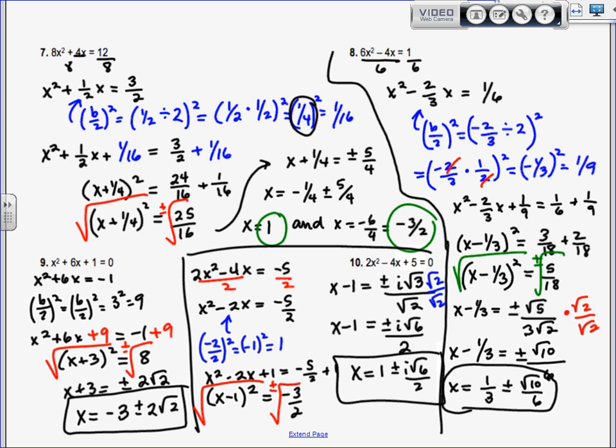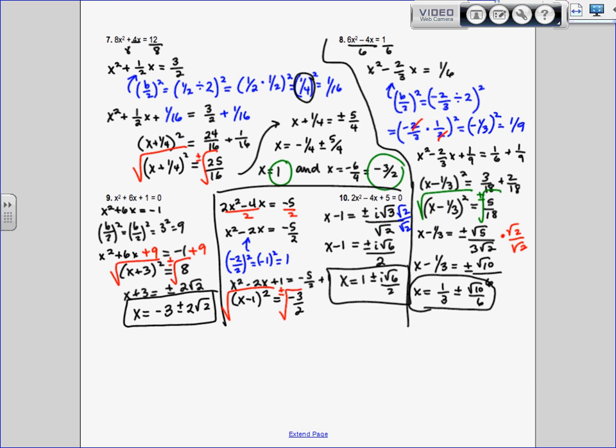Or you could have 2 plus or minus i root 6, big line for your fraction, all over 2. That's fine. So I could write that one out. 2 plus or minus i root 6 all over 2. So either way, I don't care which form you write.